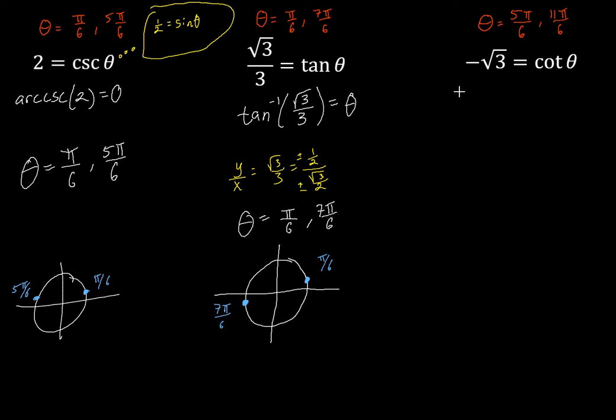Last but not least, let's go ahead and take the arc cotangent of both sides. And our question is, when does cotangent equal negative √3 over 2? Using the same process that we did for tangent, we know cotangent is x over y. In order to get negative √3, we need to have an x value of √3 over 2. Well, if the x value is positive, the y value has to be negative. Or the x value can be negative and the y value can be positive.